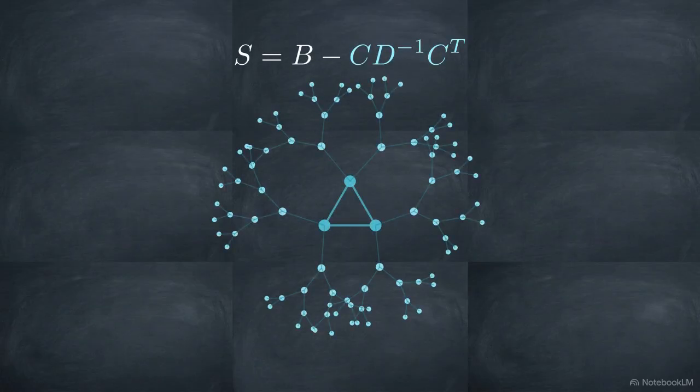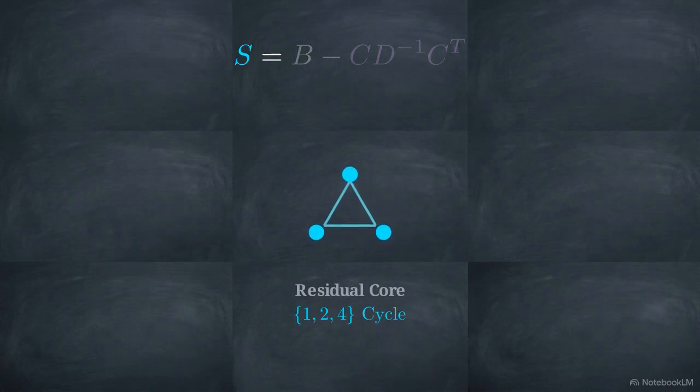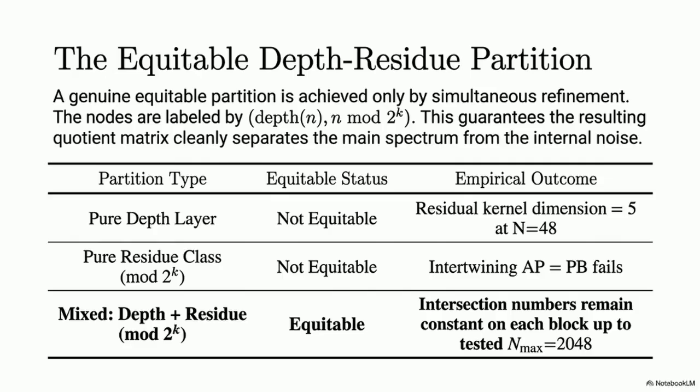In this calculation, the term we subtract represents the contribution of the tree-like branches. By removing it, we collapse the outer layers of the graph to see what remains at the center. If a hidden anomaly is truly present, it will appear as a non-zero remainder that this elimination process cannot wash away. This table compares different ways to partition our matrix.